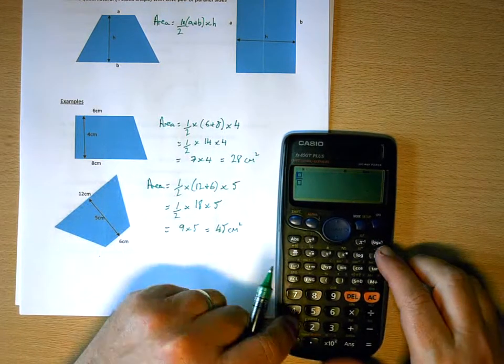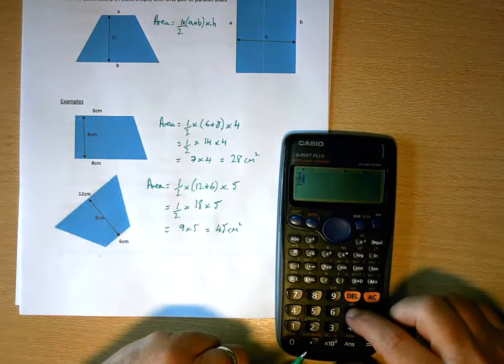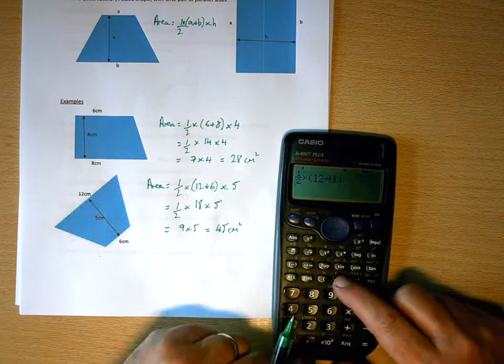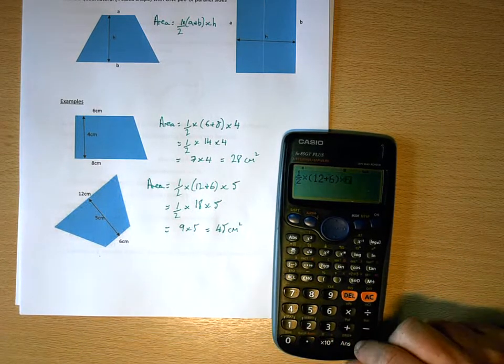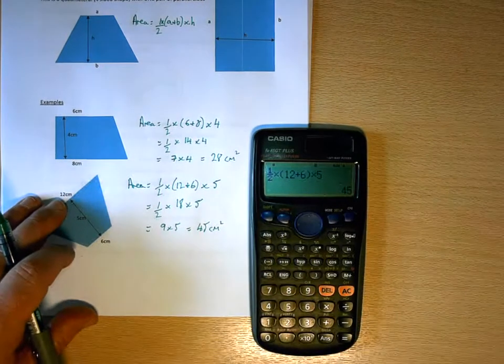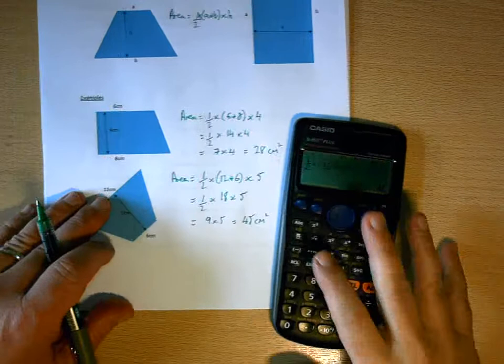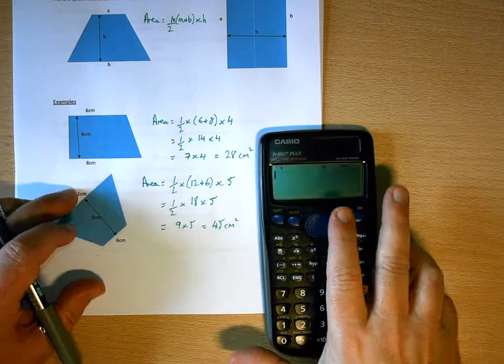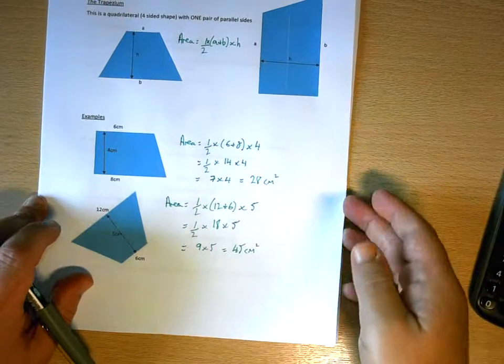On the calculator, fraction, half times open bracket 12 plus 6 close bracket times 5, and that's coming up 45. I'm not sure why, can't see that very clearly this morning. 45. So that's your trapezium.